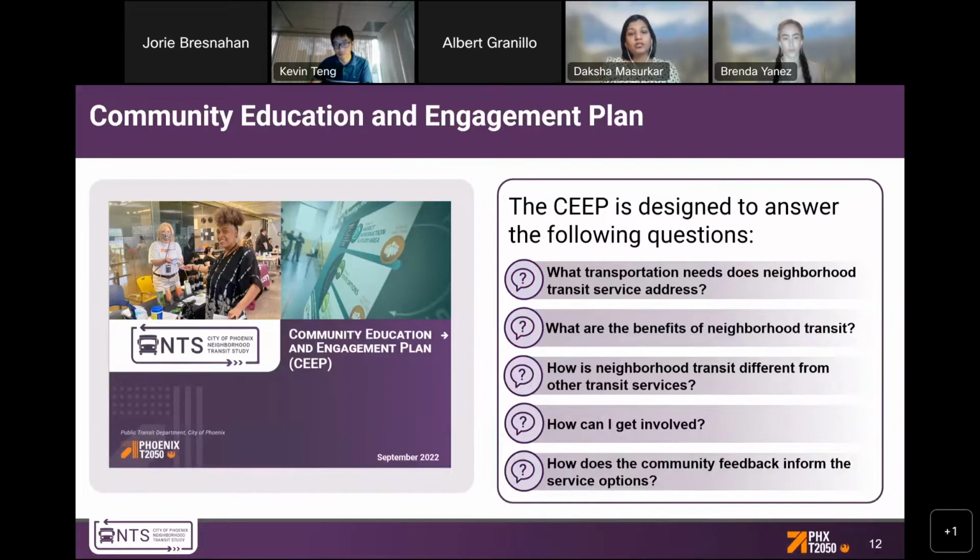So what answers can we get from the community education and engagement plan? What transportation needs does neighborhood transit service address? What are the benefits of neighborhood transit? How is neighborhood transit different from other services? How can I get involved as a member of the public and a resident of a certain neighborhood? How does the community feedback inform the solution or the service options that the technical team will come up with? The community education and engagement plan is a document that is right now hosted on the City of Phoenix Neighborhood Transit website, and it is also available in the Spanish version. Next slide, please.